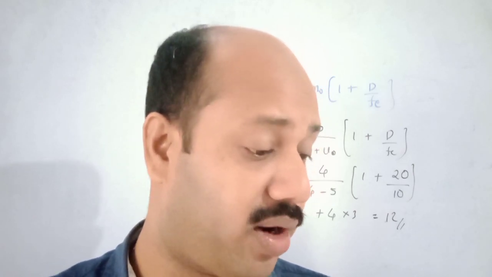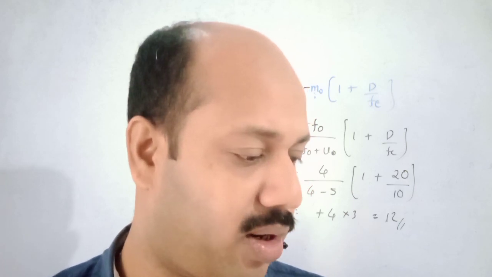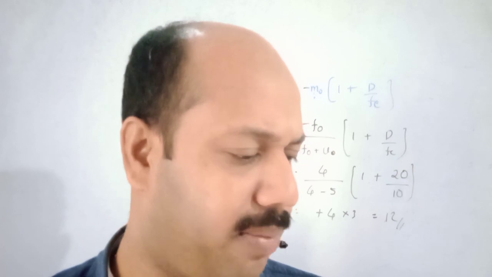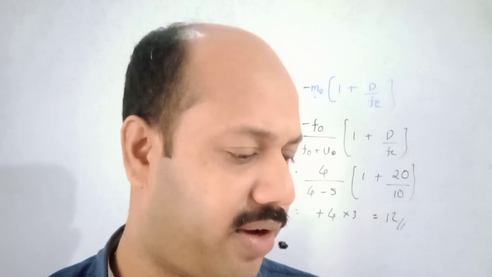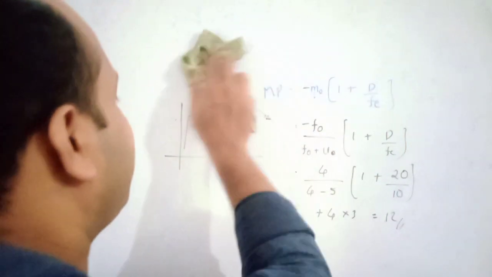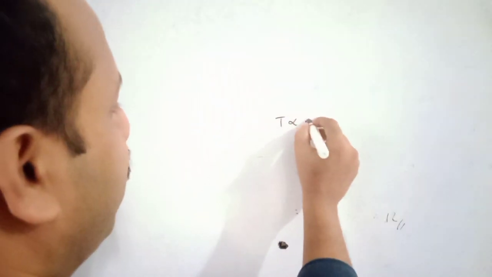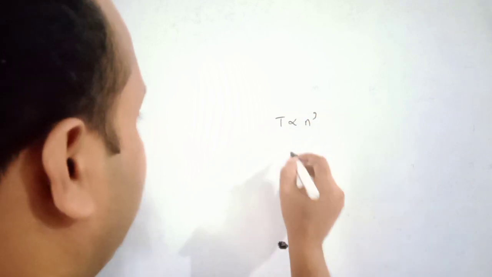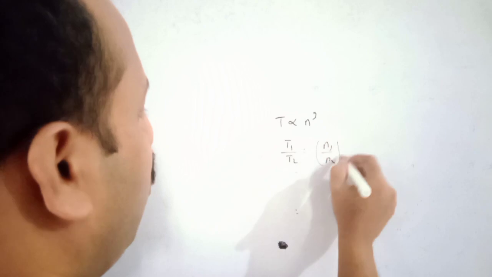Now, 11th one. An electron in a hydrogen atom makes a transition from n1 to n2, where n1 and n2 are principal quantum numbers. Assuming the Bohr model, the time period of the electron in the initial state is 8 times that in the final state. What are the possibilities of n1 and n2? We know that time period is proportional to what? n cube. T is proportional to n cube. Therefore, T1 by T2 is what? (n1 by n2) all cube, right?